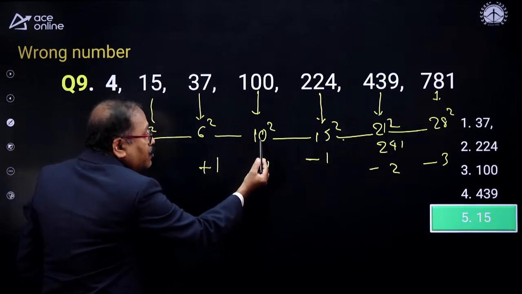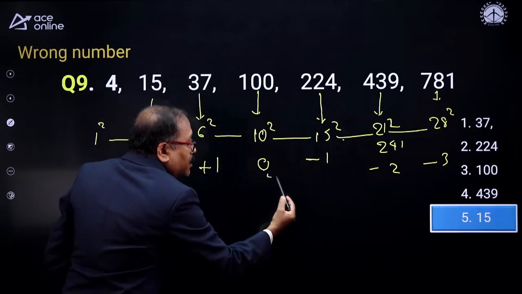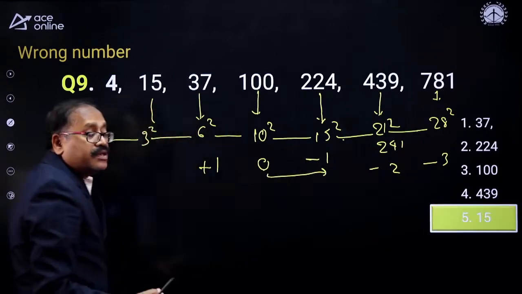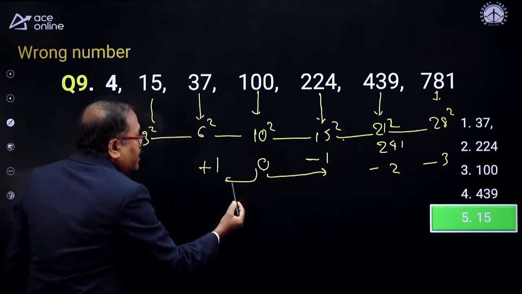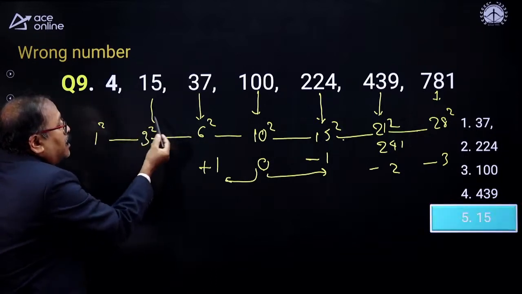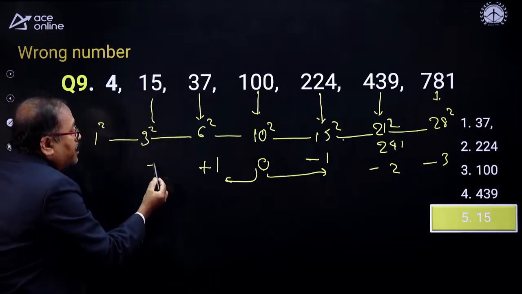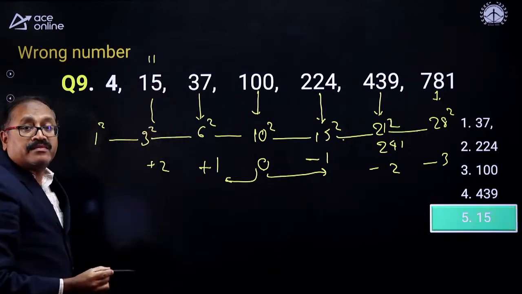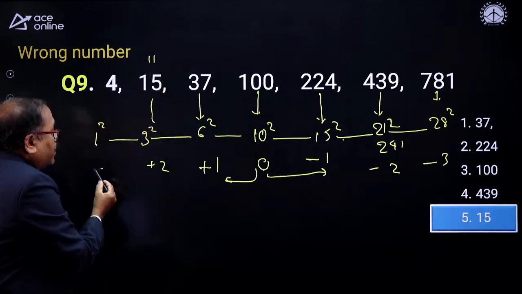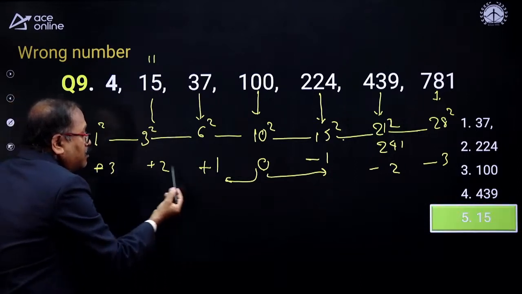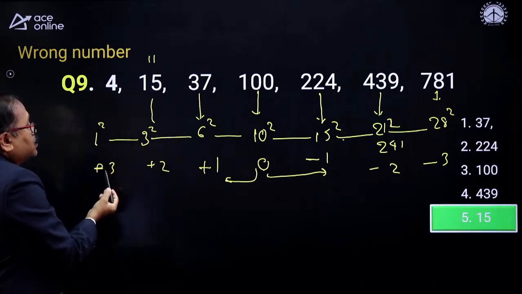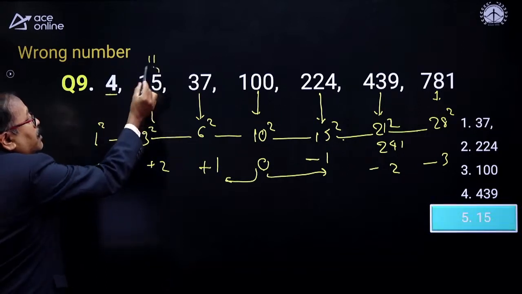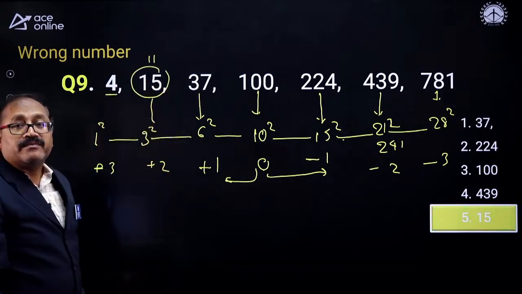And what is happening over here? The right hand side is a minus, left hand side is plus. So 3 square is 9, and 9 plus 2 comes to 11. And then it is 1 square plus 3. 1 square is 1, plus 3 is 4. My wrong number is 15.